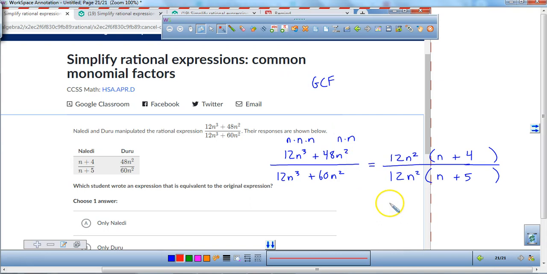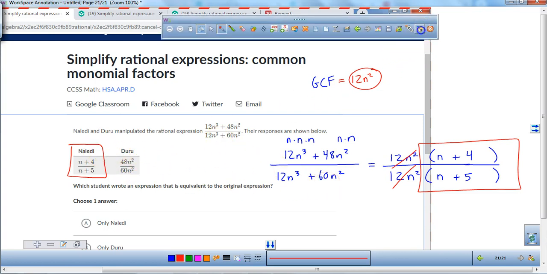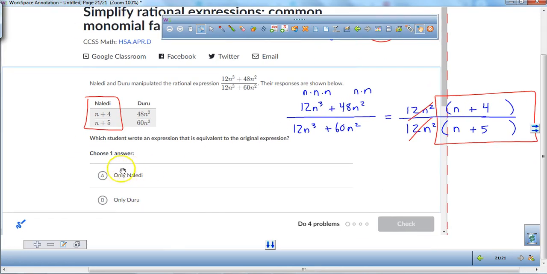So what are the common factors that we can cancel out? What's the greatest common factor? Our greatest common factor was 12n squared. That's the common monomial factor that we can cancel out. So basically, all we have left is this right here. Over here, it says, which student wrote an expression that is equivalent to the original expression? Well, this student definitely wrote an equivalent expression. This is not equivalent to our original expression, but this person definitely did. So I'm going to select only this person right here.